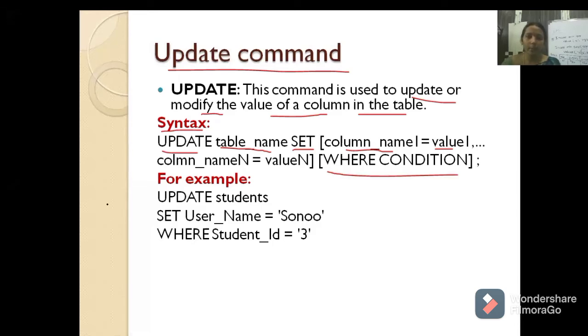Now, we'll see one example. Update students table, set username equals Sonu, where student ID equals 3. Now, wherever student ID is 3, I want to modify the username as Sonu. So this is an example for the update command. That means wherever the student number is 3, I want to modify the name as Sonu. Okay. Now we'll see this example in our Oracle, in our table.